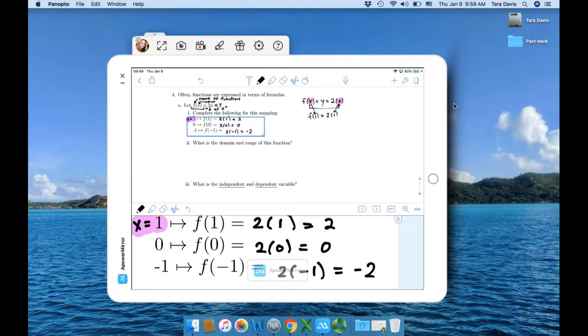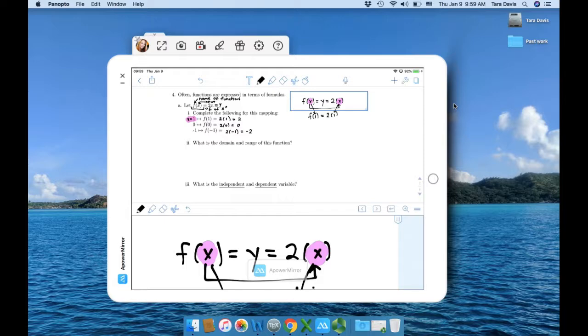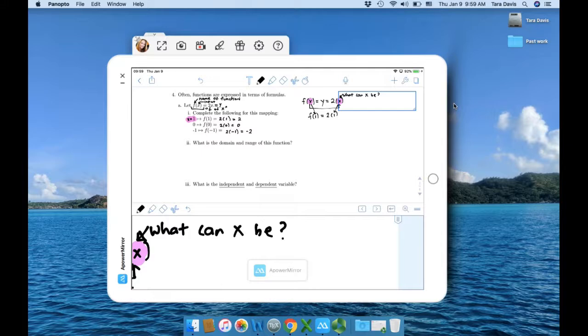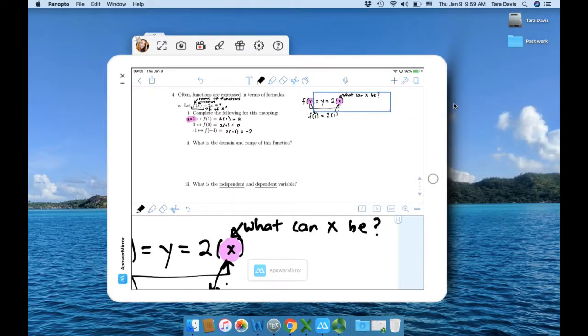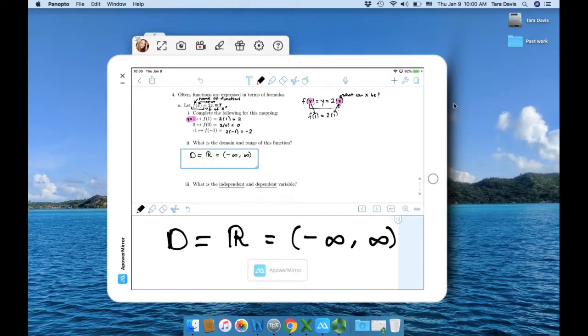So when it asks what is the domain and range of this function, remember the domain is the set of all possible inputs. So the domain is saying what can I put in for x in this equation. So what can x be? Basically it's like saying what numbers am I allowed to multiply by 2? Well, is there any number we can't multiply by 2? I don't see why. Because any number can be multiplied by 2, the domain of this function is all real numbers. Any number can be an input of this function. And in interval notation, we can say that's all the numbers from -infinity to infinity.